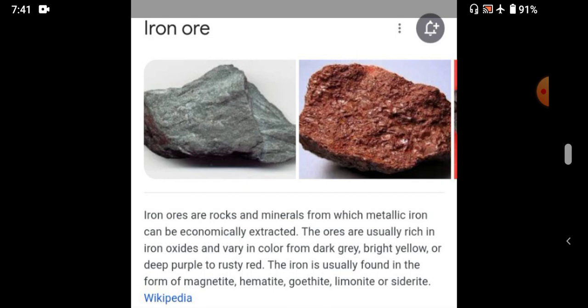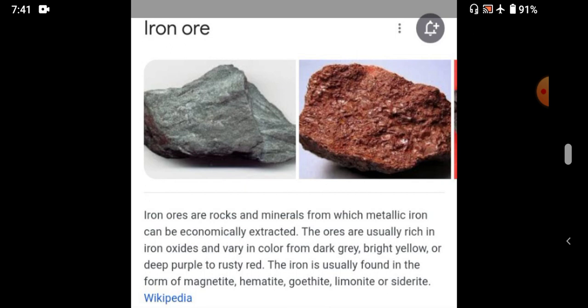Then this iron ore has types, such as magnetite, hematite, goethite, limonite, and siderite. But two important types are there, that is magnetite and hematite. Magnetite contains 25 to 62 percent of pure iron.